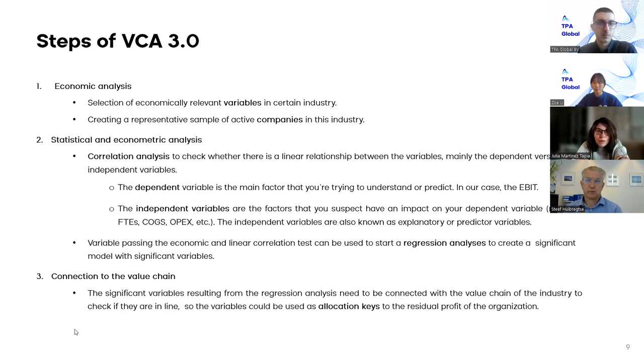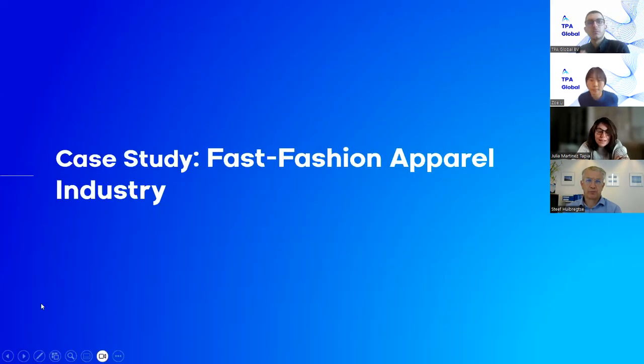So if that allocation really makes sense and is significant in connection to the value chain, these variables can be used as allocation keys to the residual profit of the organization. So that's the purpose of the analysis, to get to these significant variables that can be used as allocation keys.